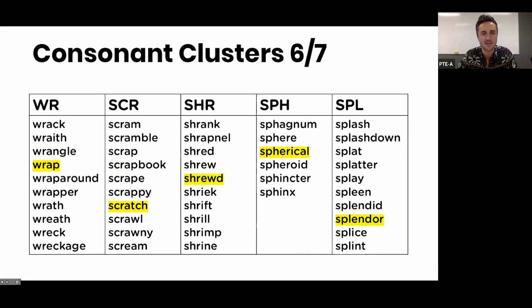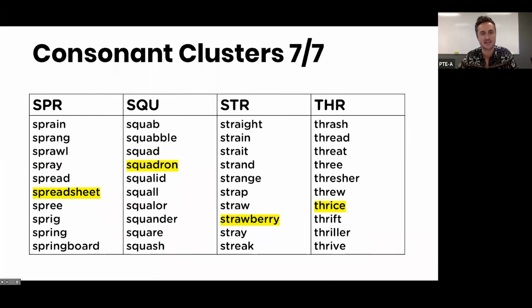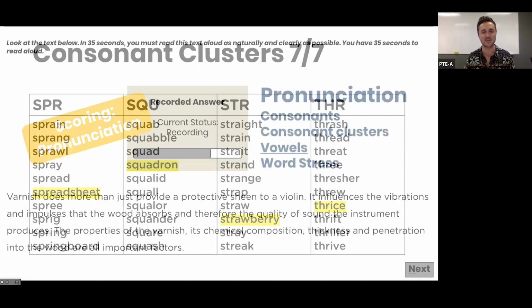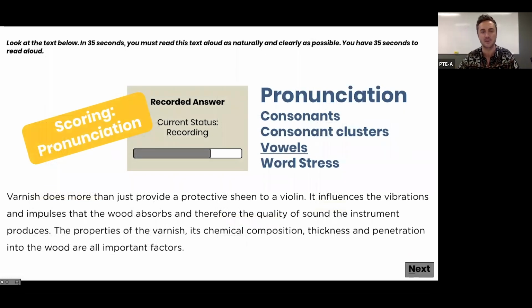Okay, next one is scr, shr, sph, and spl, as in scratch, shrewd, spherical, and splendor. And the last one is spr, squ, str, and thr, as in spreadsheet, squadron, strawberry, and thrice. So weird. If you have any questions, by the way, please note them down, and just after this pronunciation section, we'll do a little Q&A.